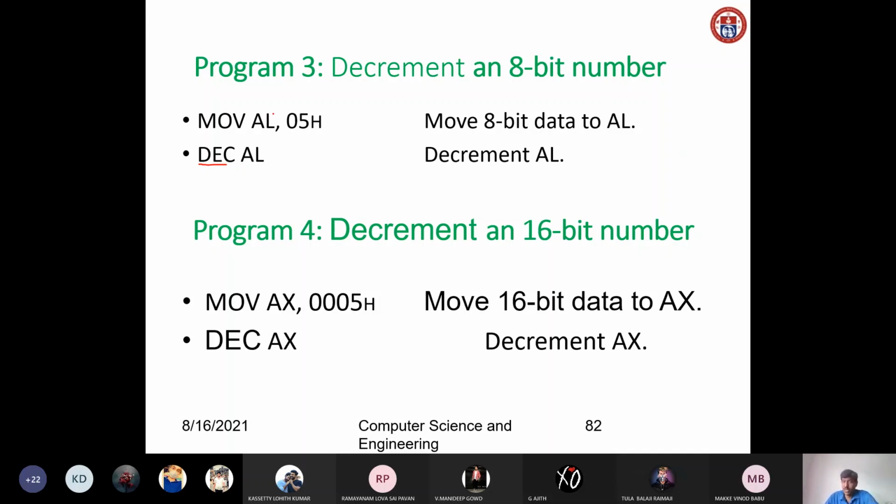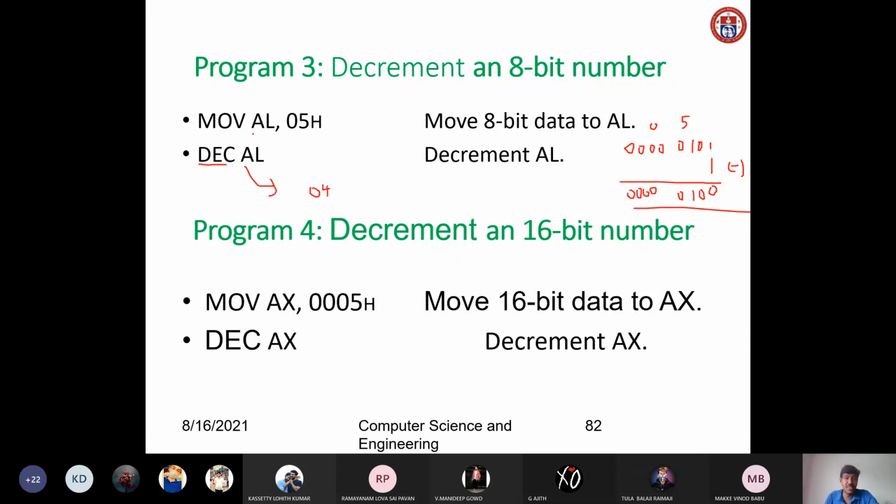As in the previous example, 05 is 0000 0101. Now we are decrementing the AL value by 1, so we are subtracting 1. Previously we added, and now we are subtracting. 1 minus 1 is 0, and the result is 0000 0100. Now the value of AL is 04.